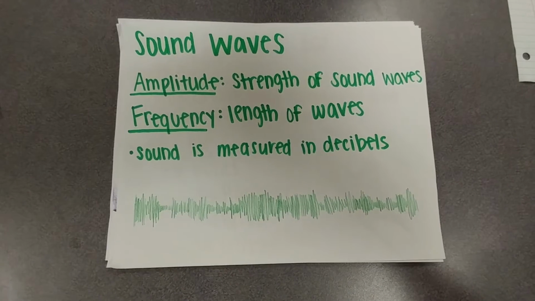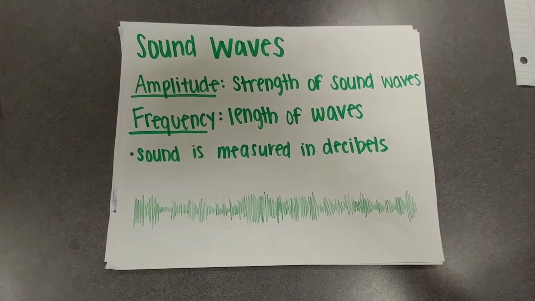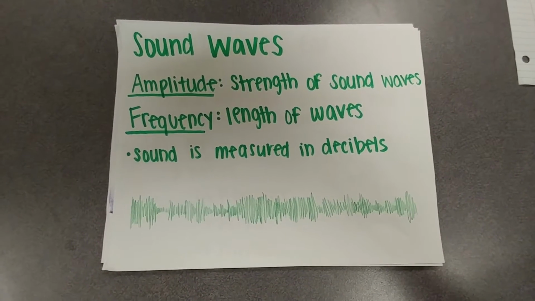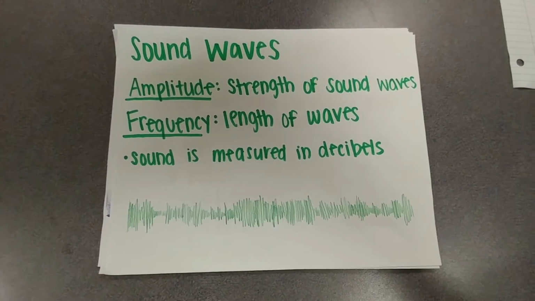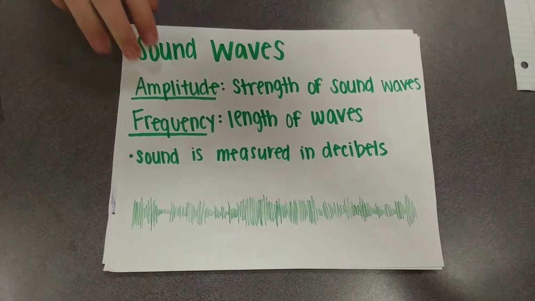Sound waves are measured in amplitude and frequency. Amplitude, or strength of the sound waves, determines their loudness and is measured in decibels, while frequency, the length of the waves, determines pitch.